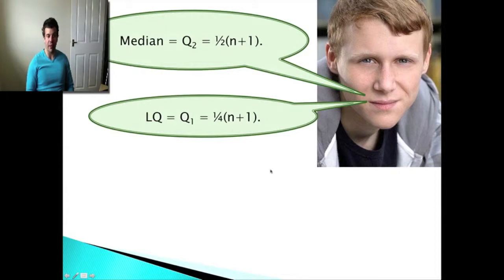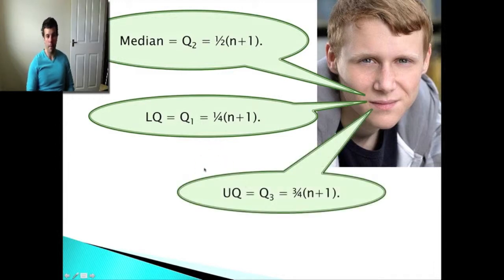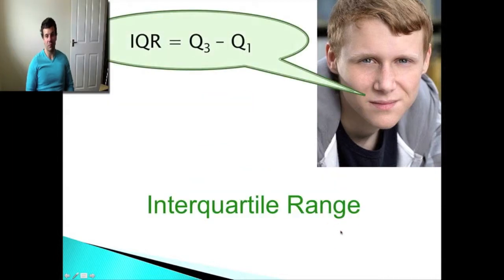The quartile calculations are exactly the same. For the lower quartile, instead of halving the number of values plus 1, just simply take a quarter of it. And the upper quartile equals Q3, and that equals 3/4 times n plus 1. The quickest way to work that out is to calculate the value for the lower quartile and multiply it by 3. The interquartile range is equal to the upper quartile take away the lower quartile.